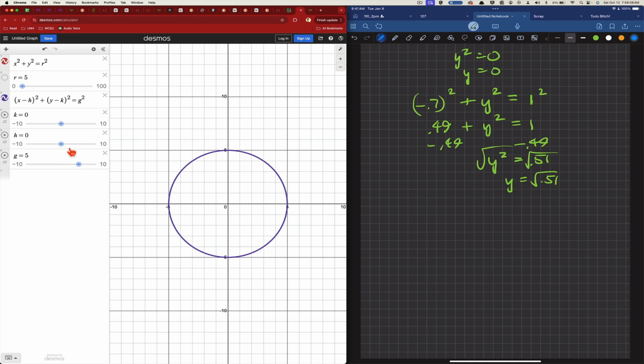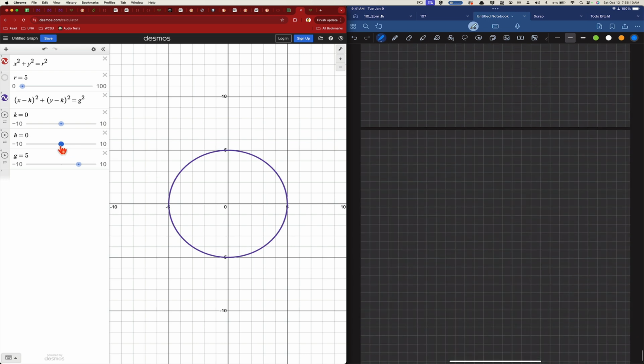If I change h, right now, if we look over the iPad, right now my equation looks like this. X minus 0 squared plus y minus 0 squared equals 5 squared. If I had a 25 here, keep in mind that 25 is not the radius. The square root of that 25 is the radius because this is r squared. So 25 is equal to r squared. Take the square root of both sides and I get 5 equals r. A radius cannot be negative.